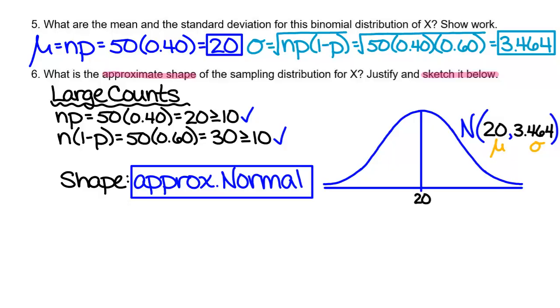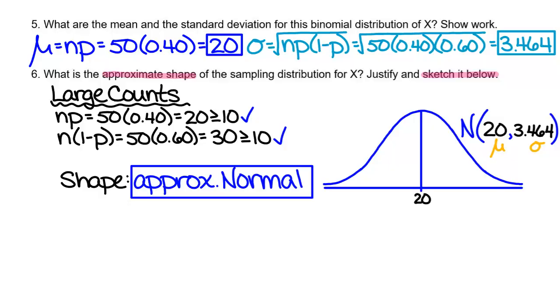Do you guys have any questions so far? So far, everything that we've done on this side has technically been review from the last chapter. We checked to see that it was a binomial random variable. We found the mean and the standard deviation. We determined that it is approximately normal by doing our large counts.